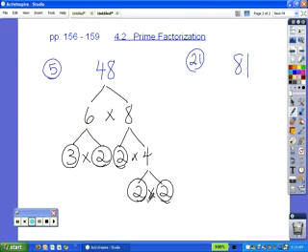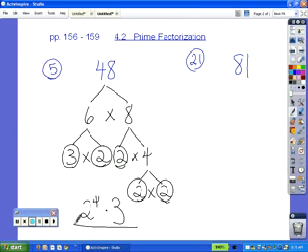In order to give your final answer, you have to start with the smallest prime factor. In this case, it's 2. There are 1, 2, 3, 4 2's. So we're going to write 2 to the power of 4. We're going to use exponents whenever possible. And then we'll put times 3. Again, this final answer has to be put in numerical order. There are 1, 2, 3, 4 2's times 3.